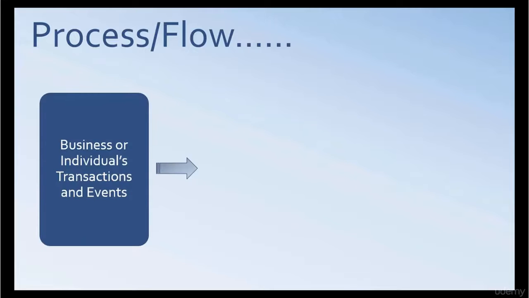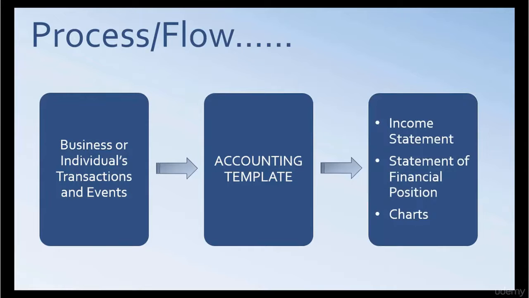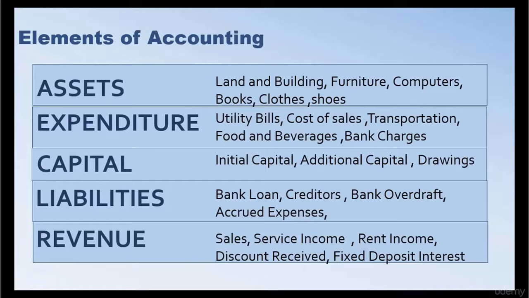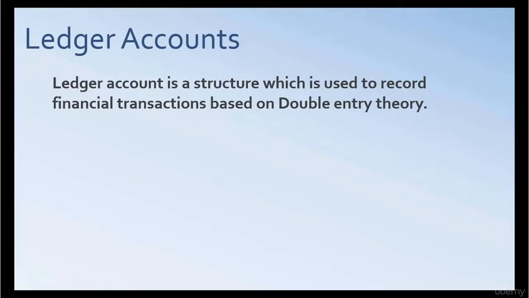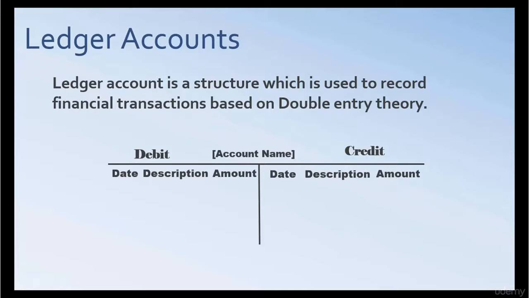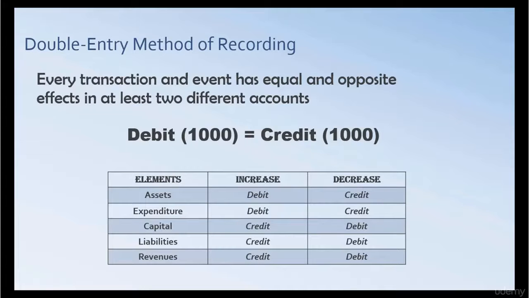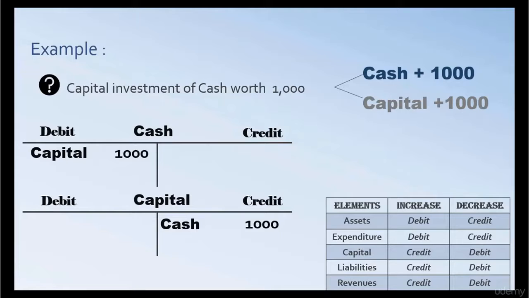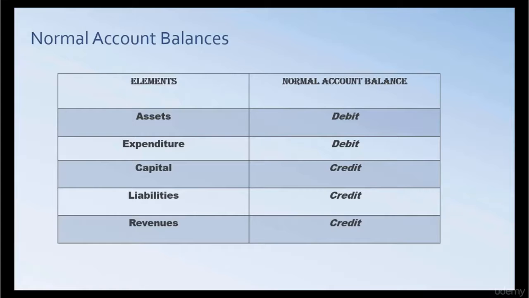First, I will go through the process or the flow of this course so you will understand what we are trying to develop. Then I will briefly discuss elements of accounting with few examples. Then we will move on to ledger accounts. I will discuss what a ledger account is, how to draw a ledger account, and how to record transactions in ledger accounts using the double entry method of recording. Then I will take a simple example and show how to record them in ledger accounts before we move on to normal account balances.